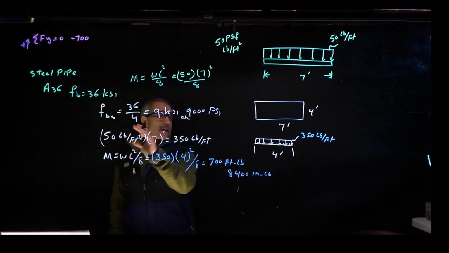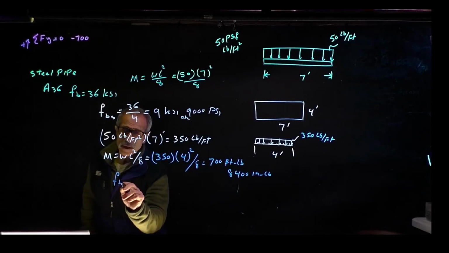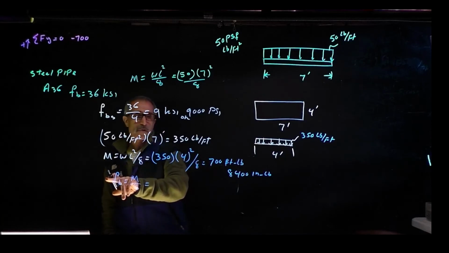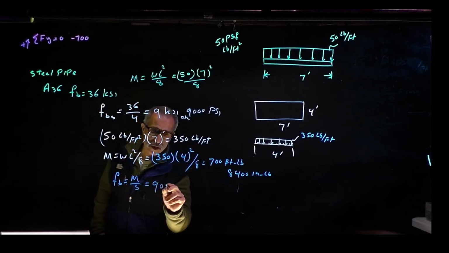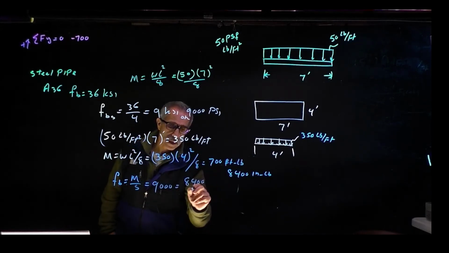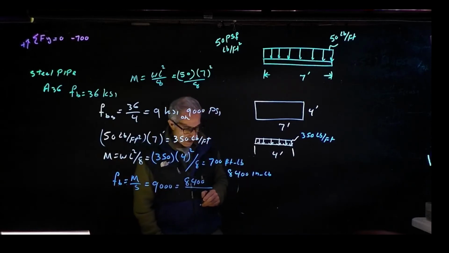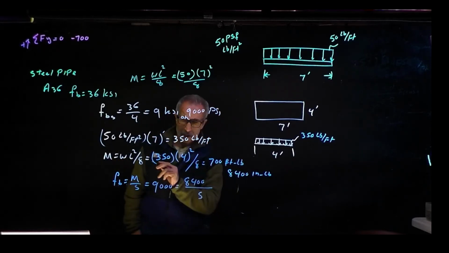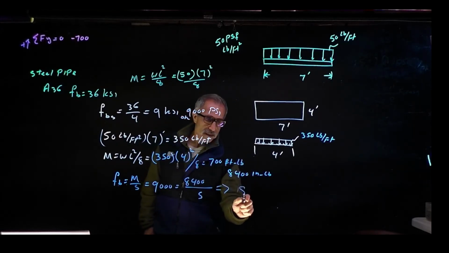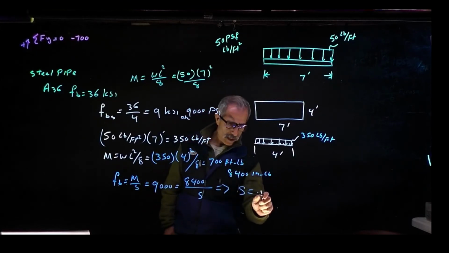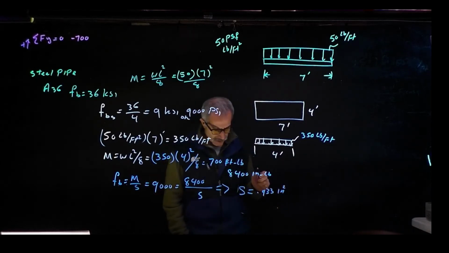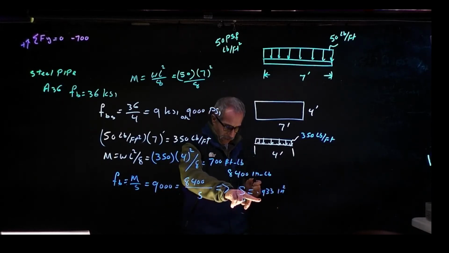We said Fab is equal to M divided by S, which is basically Fab came out to 9,000 psi. So 9,000 psi is equal to M, 8,400 inch-pounds, divided by S, and S we don't know what S is. So now I'm going to go ahead and say, okay, divide by S, and therefore S is coming out to be 0.933 inch cubed. So keep that in mind. We'll find that later. 0.93 inch.